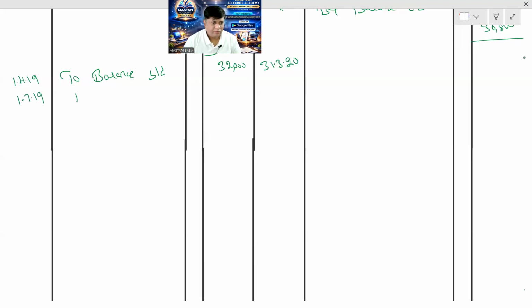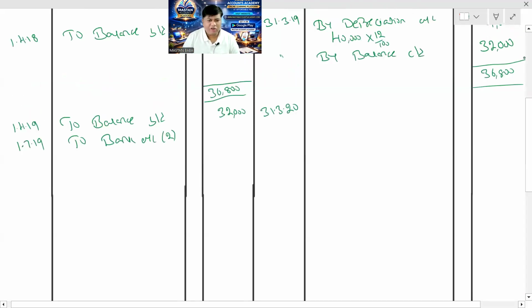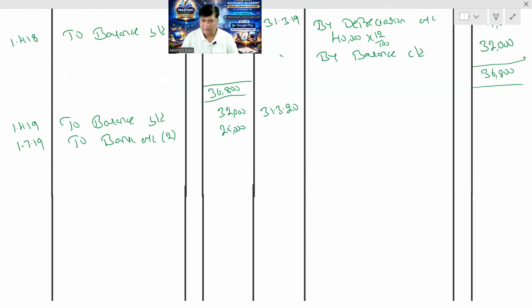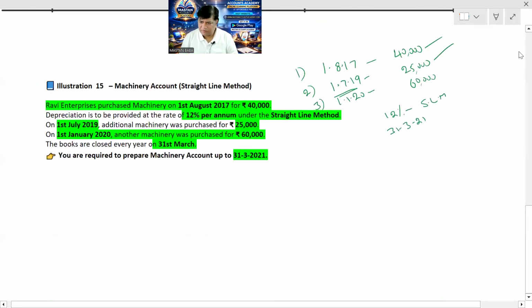1/7/19 to bank account. To indicate the second machinery, it's not compulsory, just write it to have an understanding. Okay, to bank account, the second machinery value 25,000. Okay, once again recheck it. Is there any machinery purchase this period means 1/1/20. 1/1/20 falls in the next year.